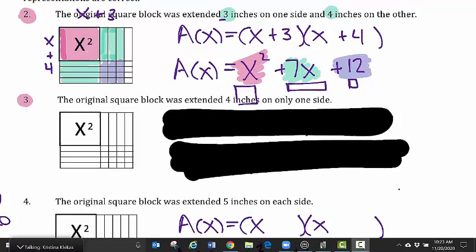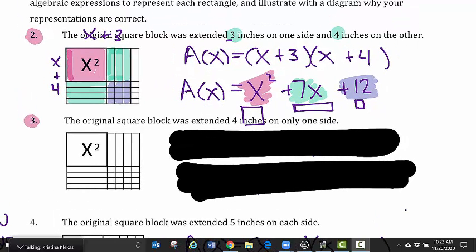This block was extended by 4 inches only on one side. So we have our original x squared, but they only went in one direction. So we get 4 inches. 1, 2, 3, 4. Okay, so this right here, that is my quilt, nice and long.